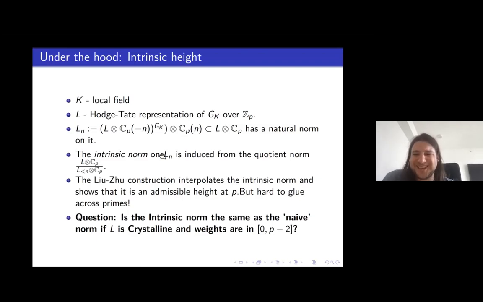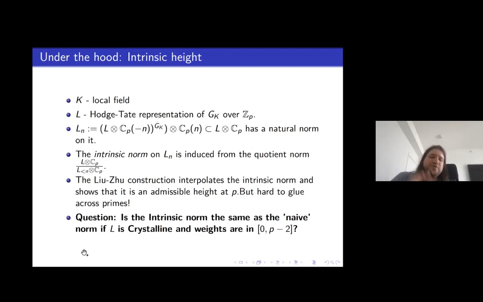Okay, great. There's the naive norm, which just takes everything from the metric on L. Look at the p-adic Hodge decomposition, and look at the norm coming from L. Or there's the intrinsic norm, which says, no, do this more clever quotient thing. That's actually the more natural thing to do.